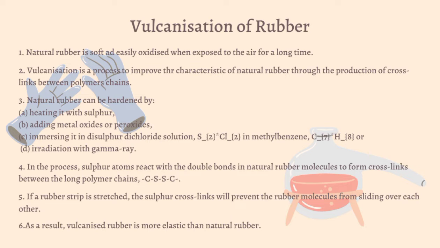In the process, sulfur atoms react with the double bonds in natural rubber molecules to form crosslinks between the long polymer chains, C-S-S-C. If a rubber strip is stretched, the sulfur crosslinks will prevent the rubber molecules from sliding over each other. As a result, vulcanized rubber is more elastic than natural rubber.